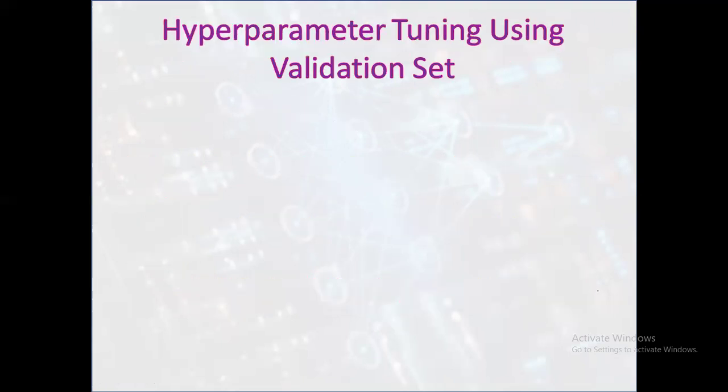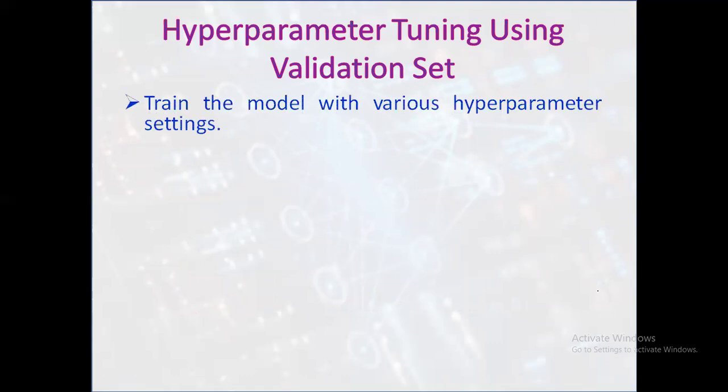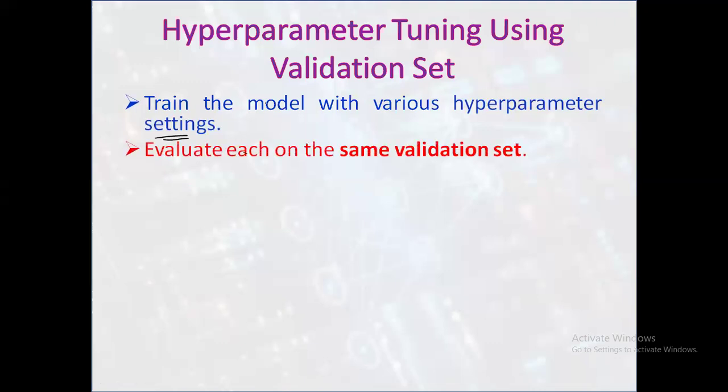Next, hyperparameter tuning using validation set. Train the model with various hyperparameter settings. To find the optimal settings, several models are trained using different values of learning rate, batch size, number of layers, etc. This process helps identify which combination performs best.